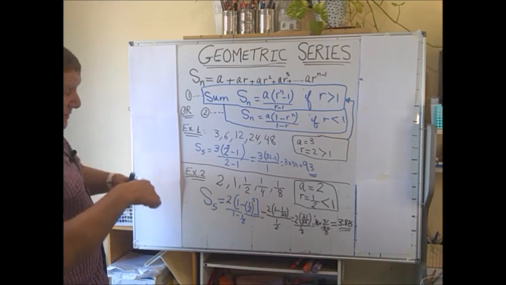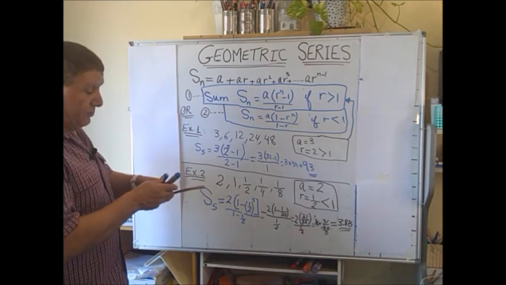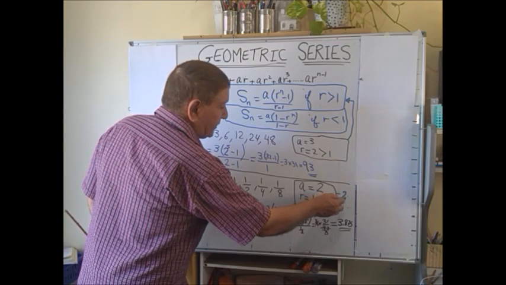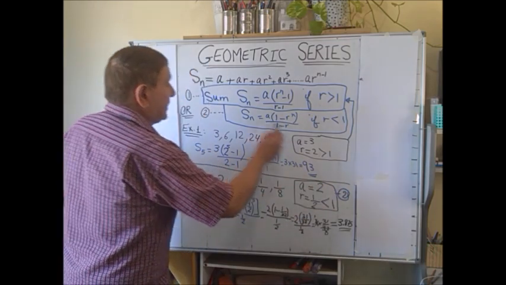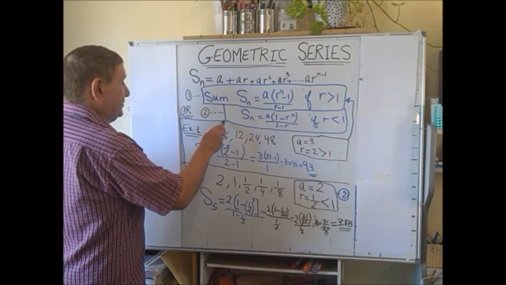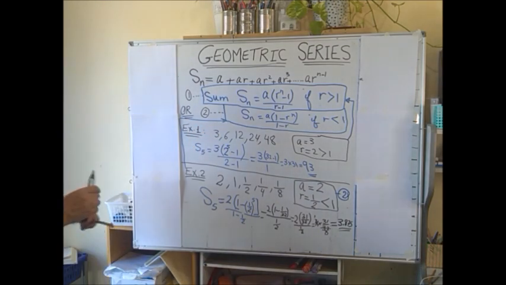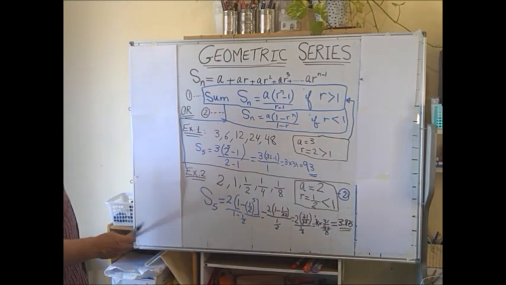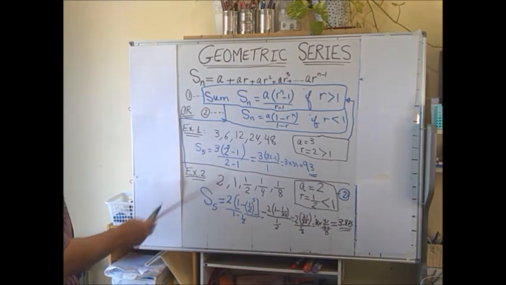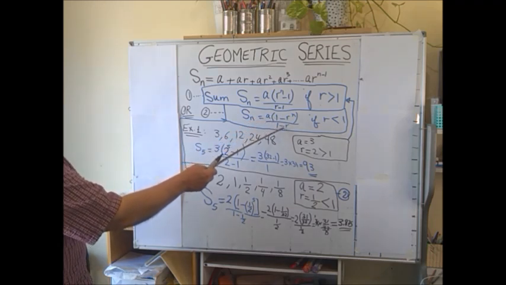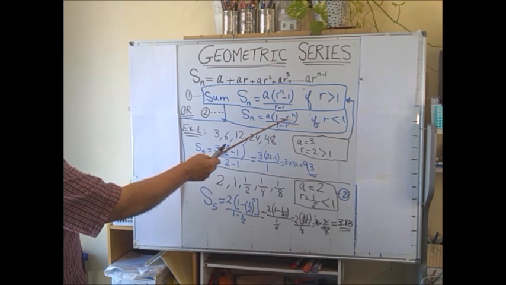Because r is half, it's less than 1. So which formula do we use? We have to use the second one. So we go back to the second one, this one. That's the formula that we should use for the second example. Again, this time it is a multiplied by (1 minus r^n) over (1 minus r).